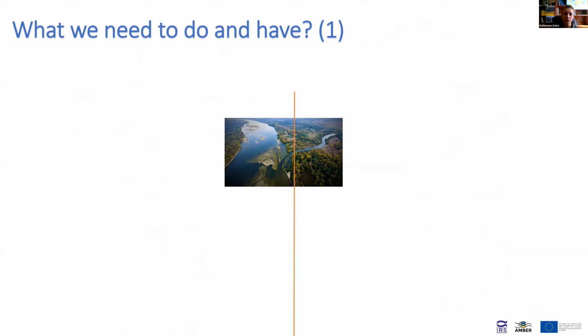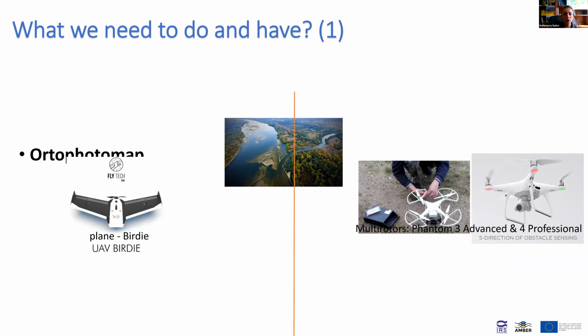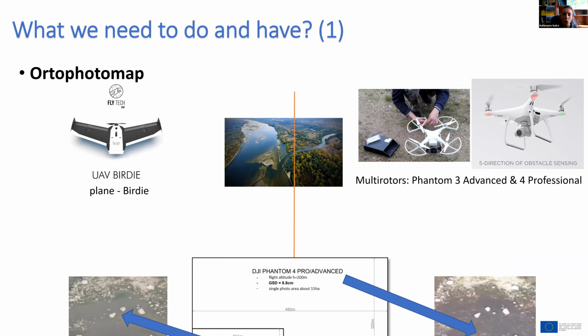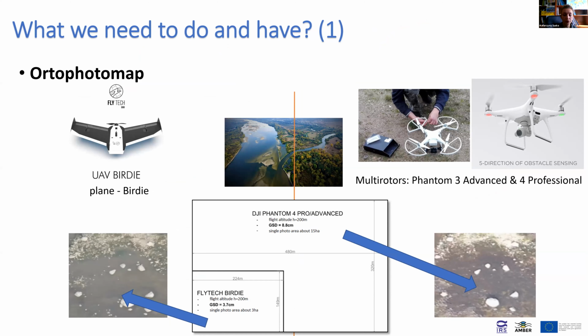So what do we need to do and what do we need to have? We need to have an orthophoto map. In large rivers, we use a bigger unmanned aerial vehicle. We have a plane, it's Birdie. On small rivers, we use multirotors, Phantom 3 Advanced and Professional. On large rivers, we prefer to use the bigger drone, the plane Birdie, because the photos from it have a resolution more than twice better than the photos from the same altitude, but from multirotors.